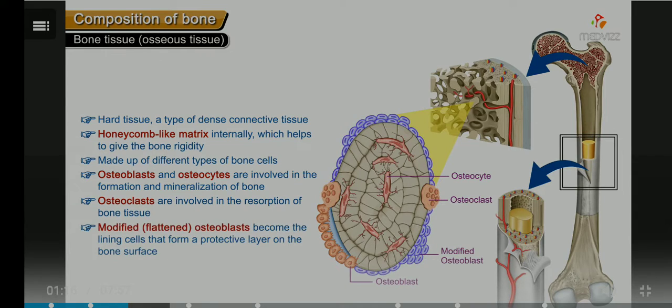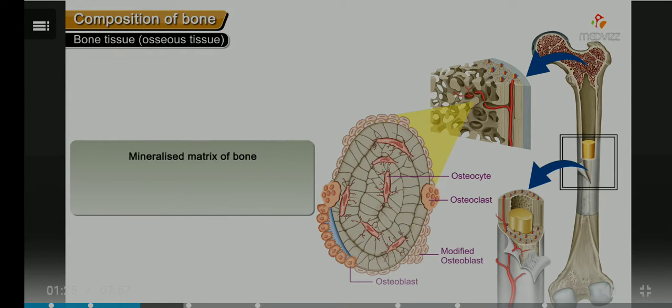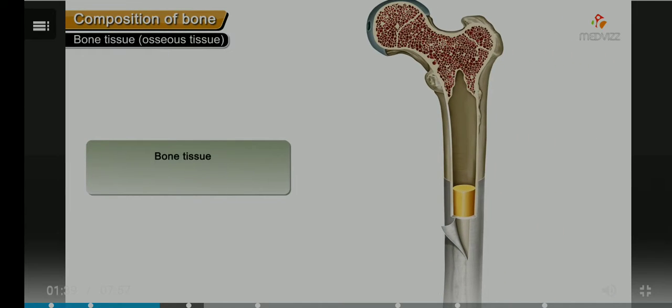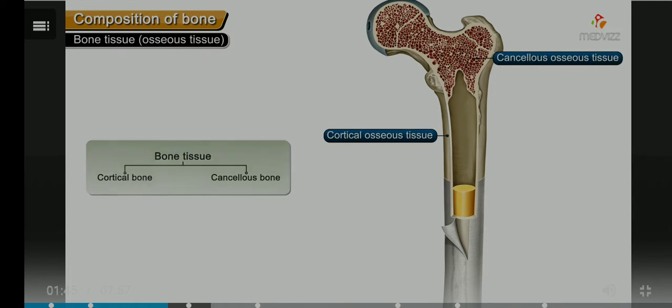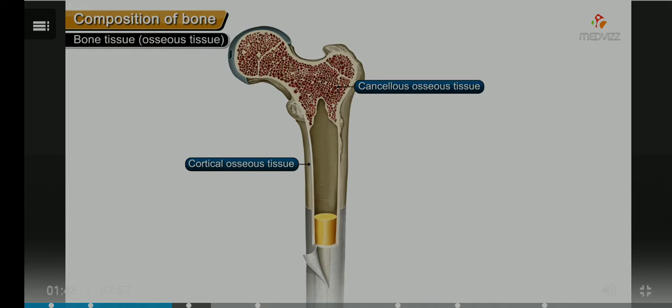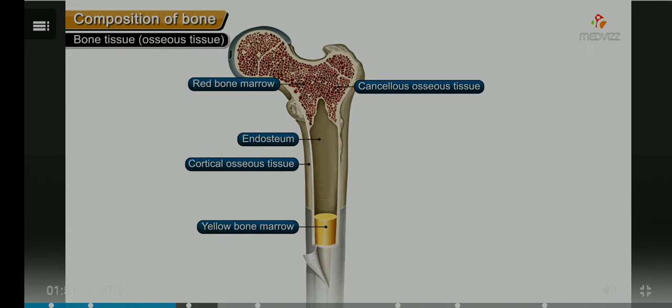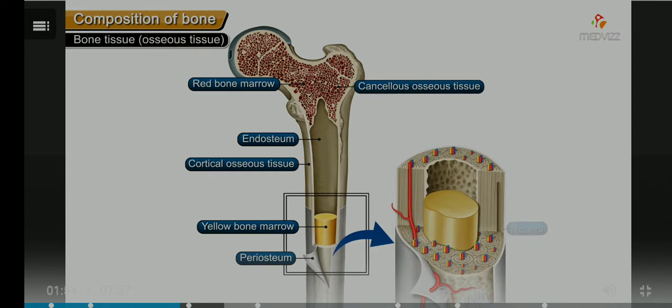Modified osteoblasts, which are flattened, become the lining cells that form a protective layer on the surface of the bone. The mineralized matrix of bone tissue has an organic component of mainly collagen, called the ossein, and an inorganic component of the bone mineral made up of various salts. Bone tissue is a mineralized tissue of two types, the cortical bone and the cancellous bone. Other types of tissue found in bones include bone marrow, endosteum, periosteum, the nerves, blood vessels, and cartilage.